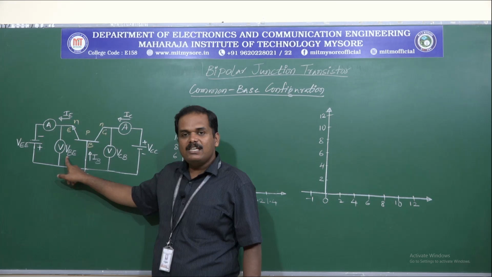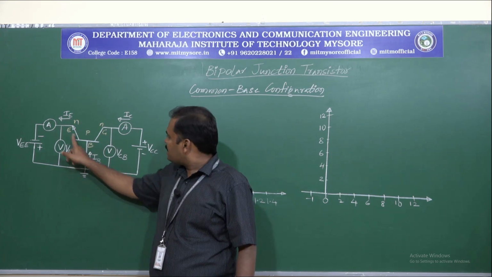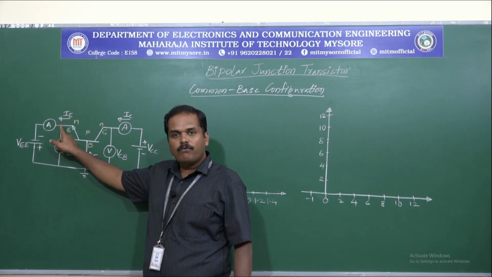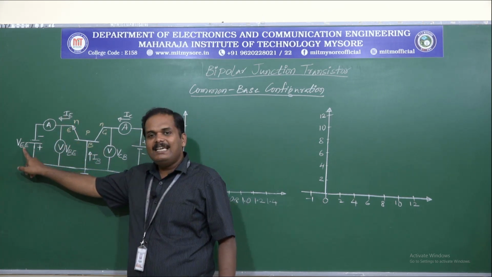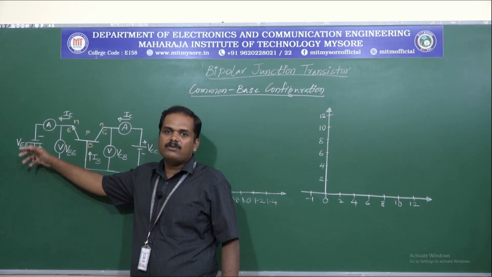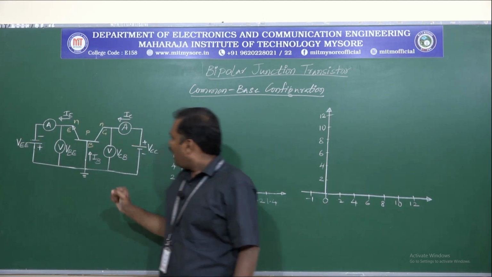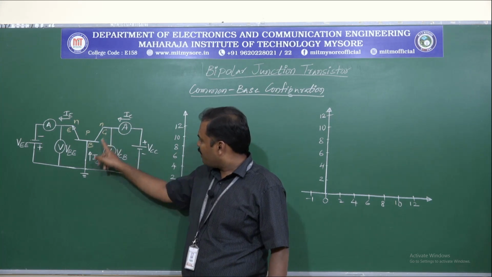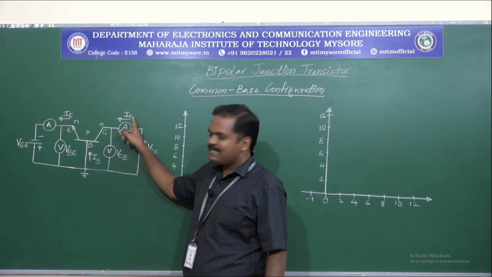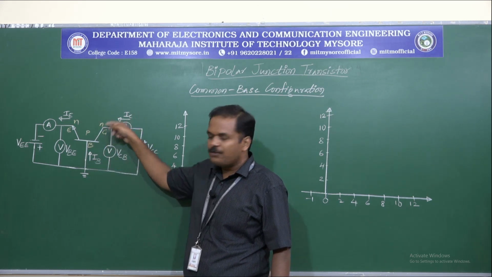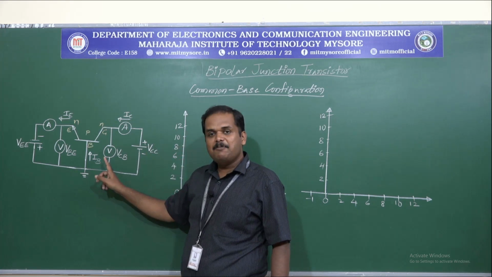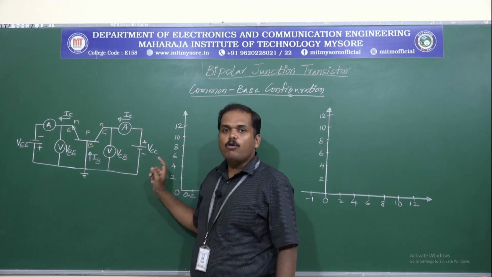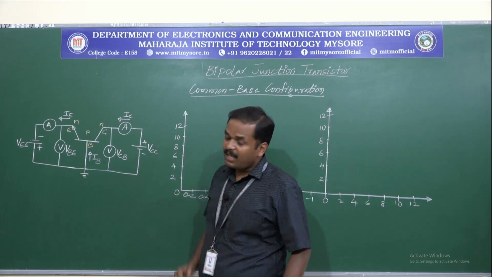VBE is the voltage between the base and emitter terminal. IE is the emitter current flowing out of the emitter, and VEE is the supply voltage we are using at the input end. VCB is the collector to base voltage between the collector and base terminal, IC is the collector current flowing into the collector terminal, IB is the base current flowing into the base terminal, and VCC is the output supply voltage we have.